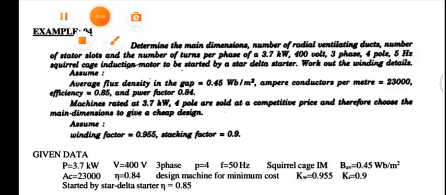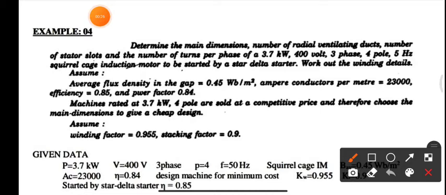To brush up those things, let us start with specific magnetic loading, which is nothing but the flux density. It is denoted by BAV, whereas the specific electrical loading was denoted by AC. The entire formula we have already derived.